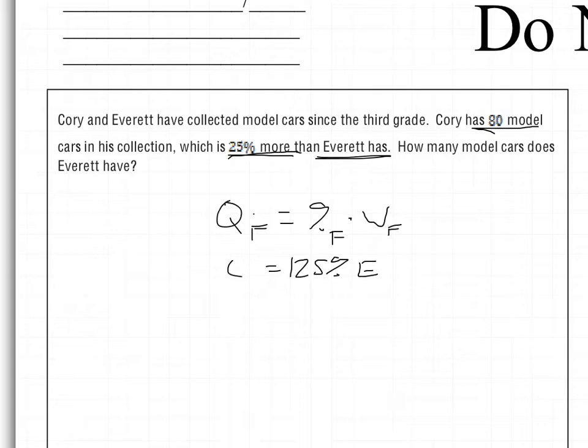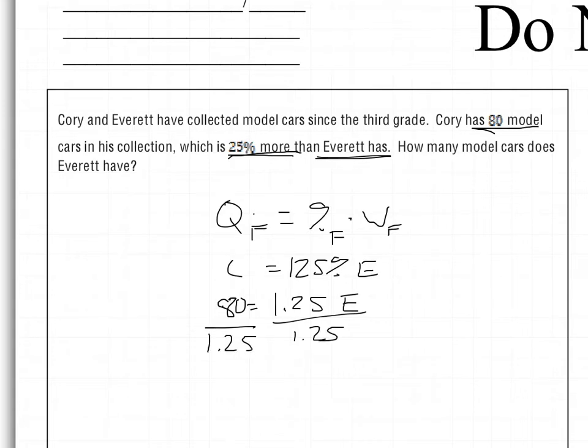So looking at this, Corey has 80, which is equal to, change this to a decimal, 1.25 times Everett, divided by 1.25. And when I do that math, I'm going to get 64 for Everett. All right, so let's move on and look at the rest of our work for today.